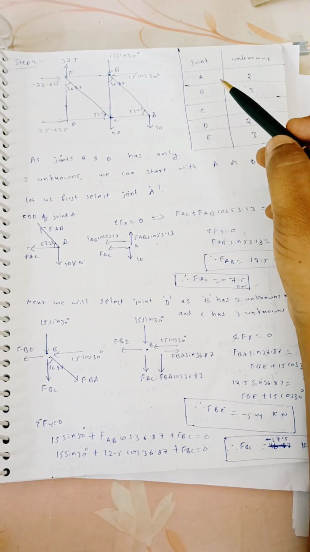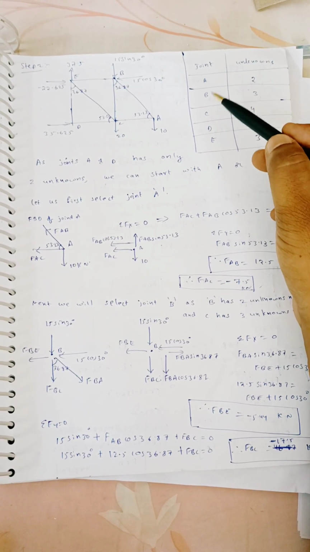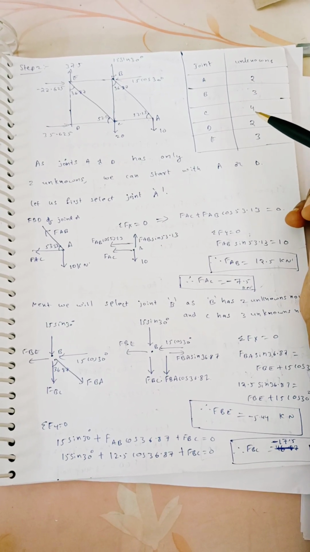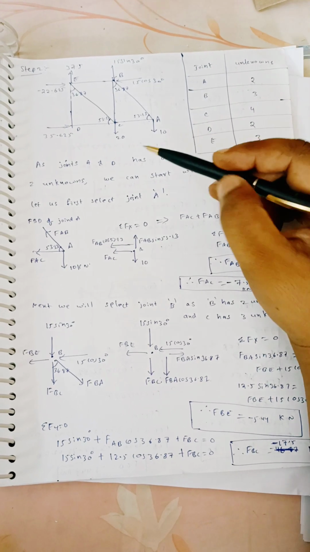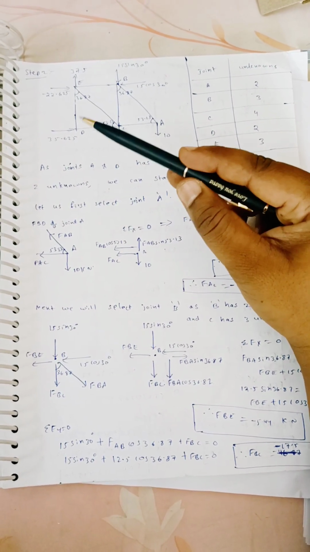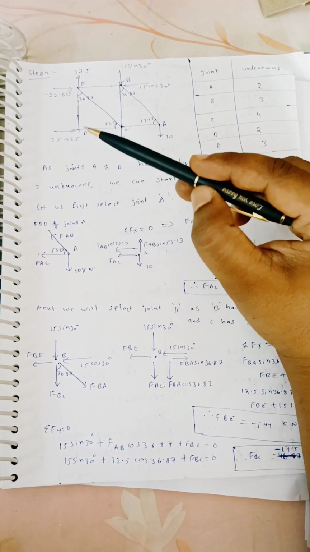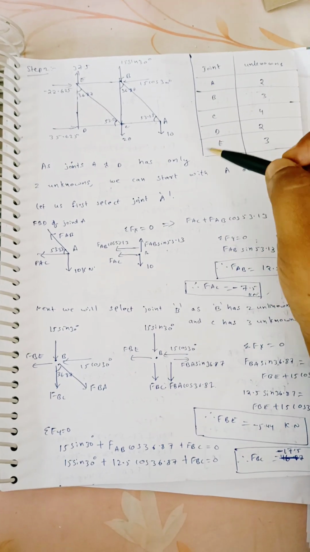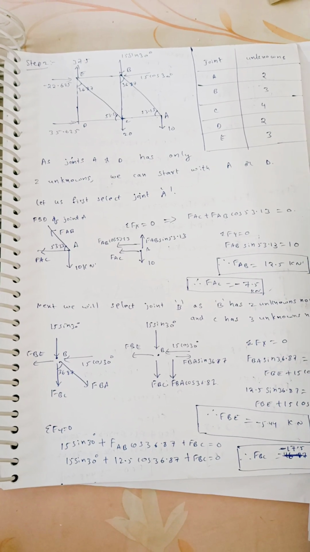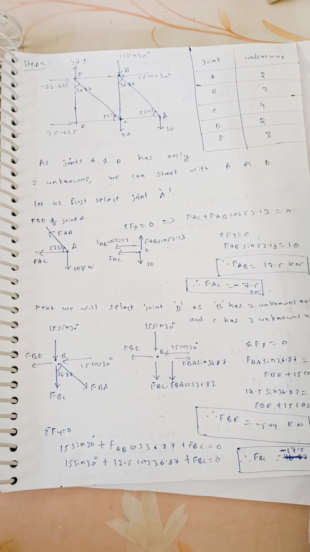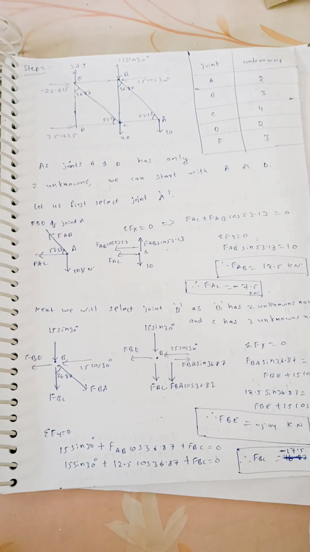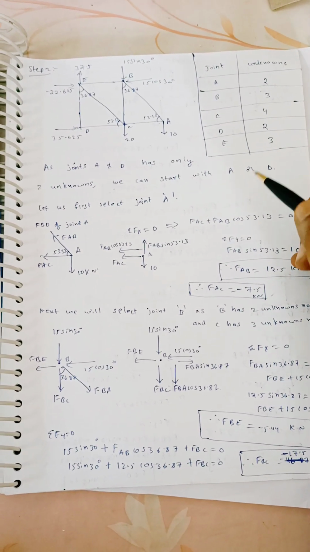Now let us write all the joints here: joint A, B, C, D and E. Then the unknowns: at A you have 2 unknowns, B 3, C 4, D 2, E 3. As we have already found the reactions, at D you have only two unknowns. We need to select a joint which has two unknowns. Therefore A and D, two joints, have two unknowns, so we can select any one. We can proceed from A or from D. Let us select joint A.